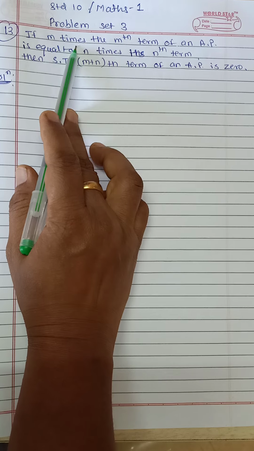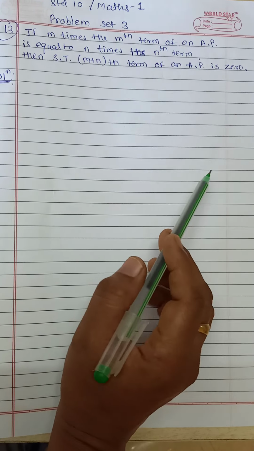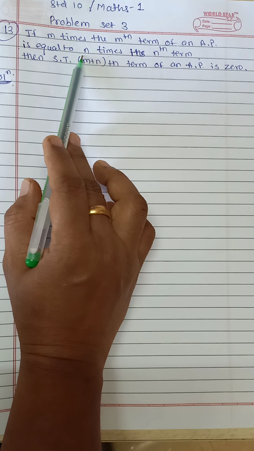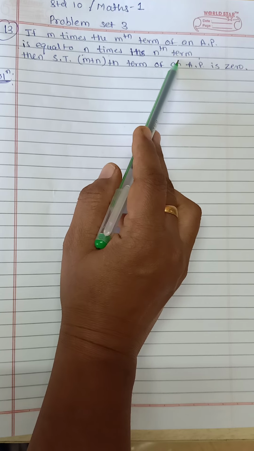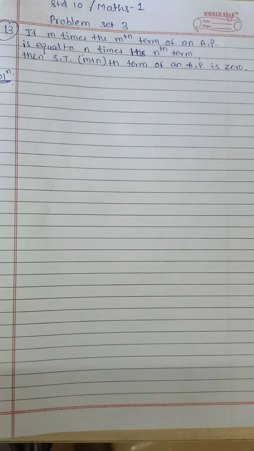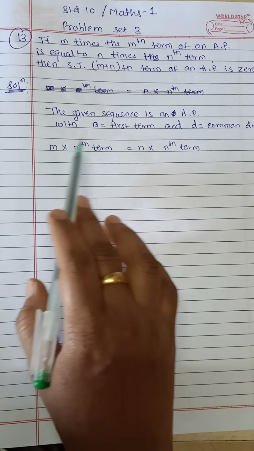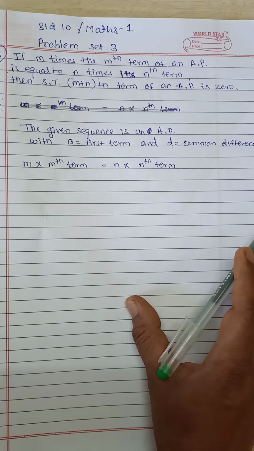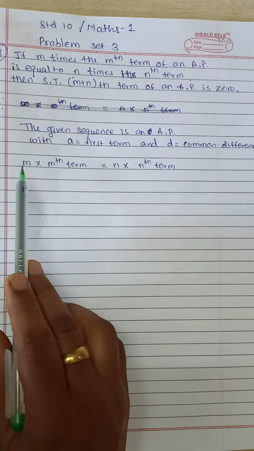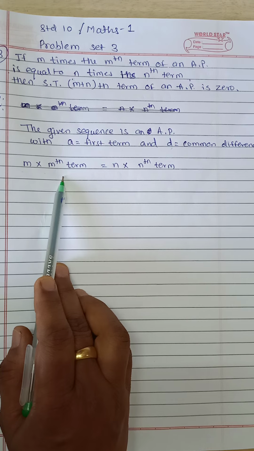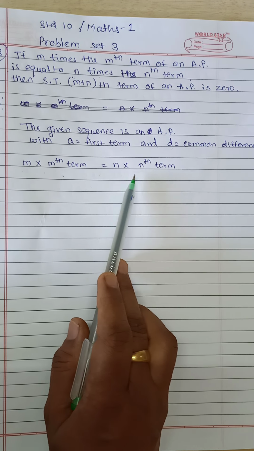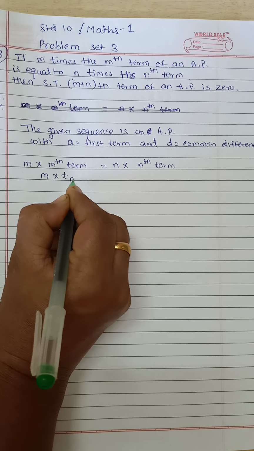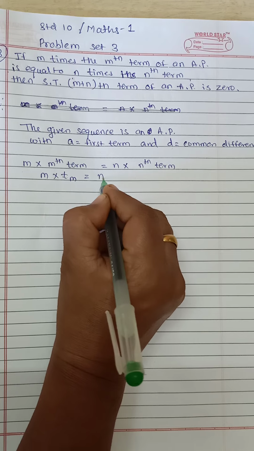The m times the mth term means m times Tm, and this is equal to n times its nth term, that is n times Tn. The given sequence is an AP with a as the first term and d as the common difference. Now it is given that m multiplied by the mth term is equal to n times the nth term. So we have to find m into Tm, and it is given as n into Tn.